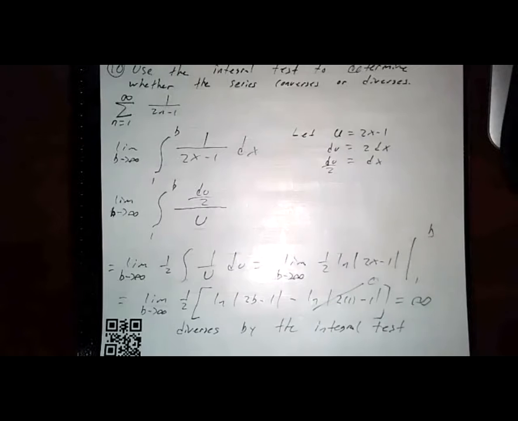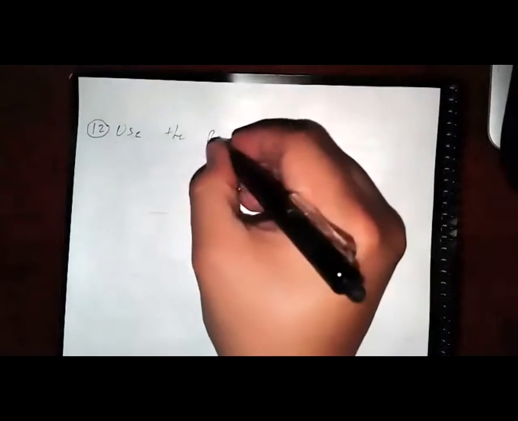The next one is the same thing, use an integral test. So we'll skip 11. The answer is diverges for 11, but you have to show your work, of course. 12 moves on to the ratio test. So this one tells you up front, use the ratio test.